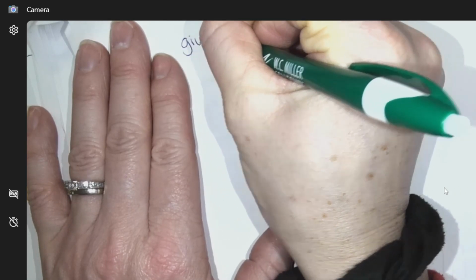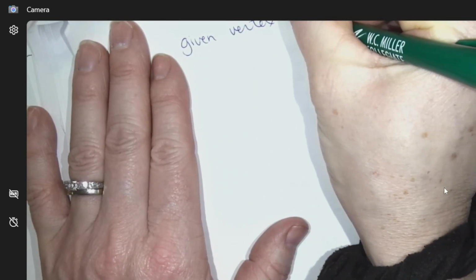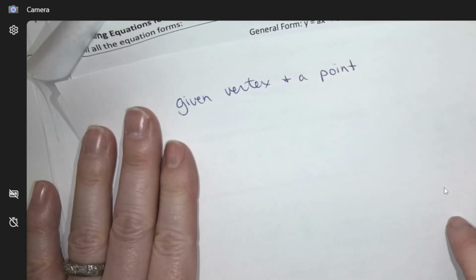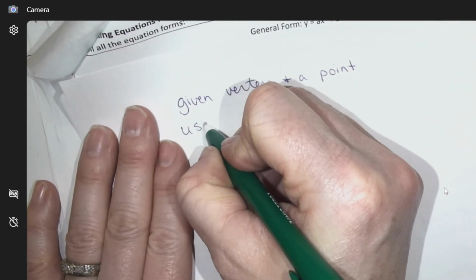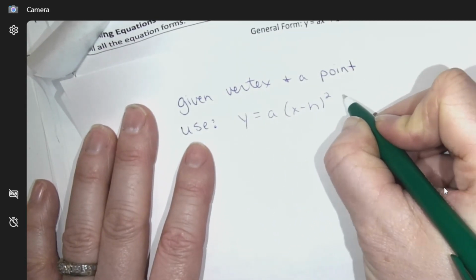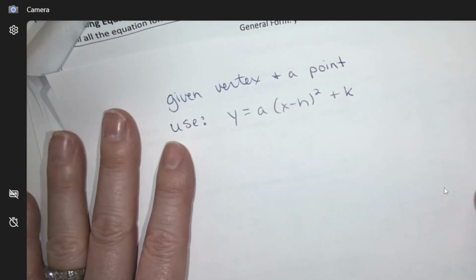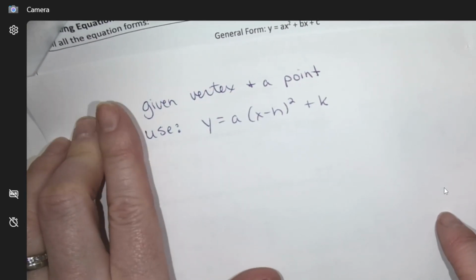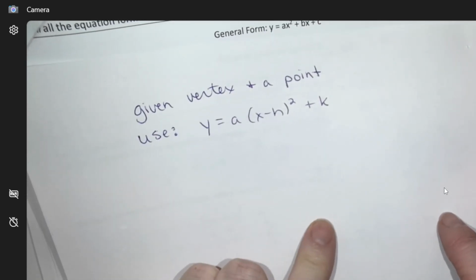Cheat sheet stuff. Want to get that out right away while it's fresh in your brain? What do you want to put on there? So I would go, given a vertex and a point, use this. This is my little cheat sheet notes. I would go, if I was given a vertex and a point, that I need to use that.